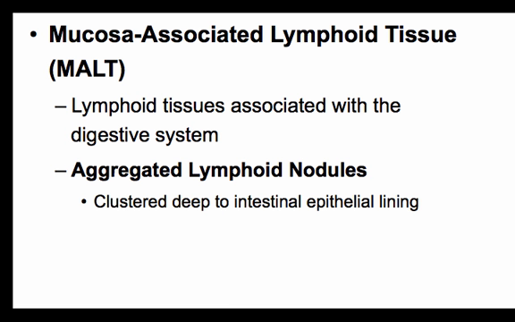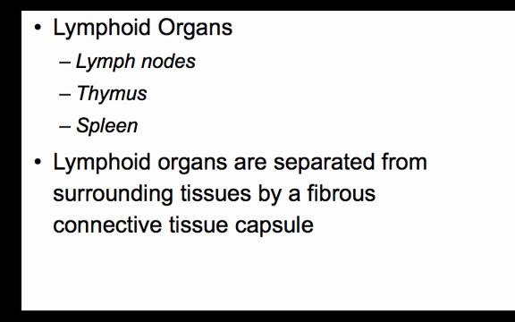Other lymphoid tissues are found in the digestive system. These are called the mucosa-associated lymphoid tissue, or MALT. Their aggregated lymphoid nodules are clustered deep to the intestinal epithelial lining. Lymphoid organs include the lymph nodes, the thymus, and the spleen. Lymphoid organs are covered by a capsule.